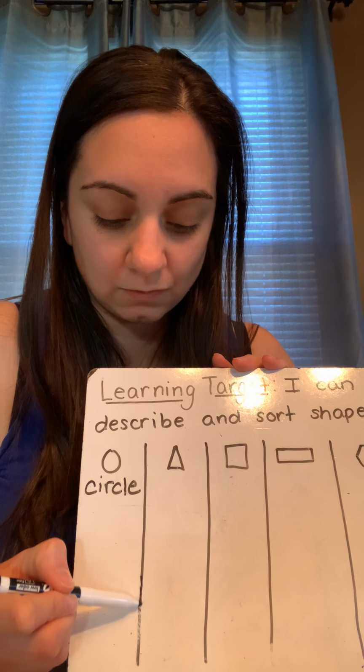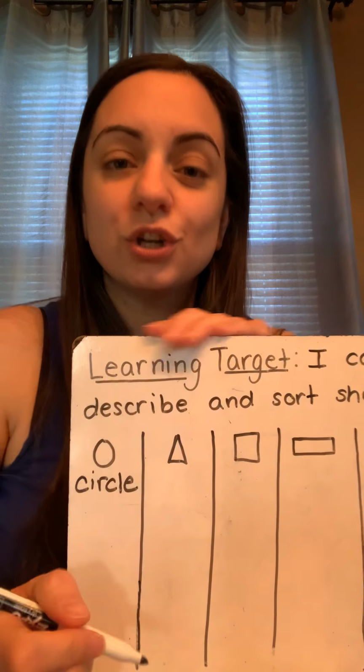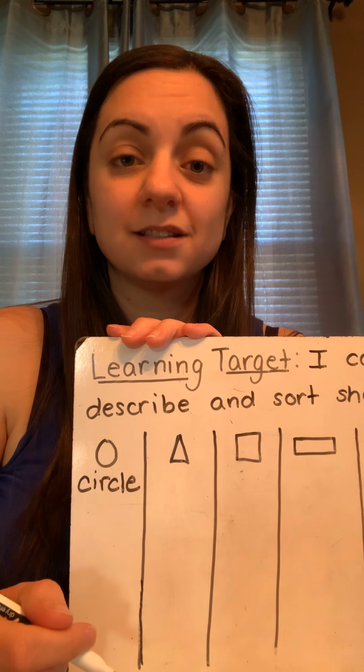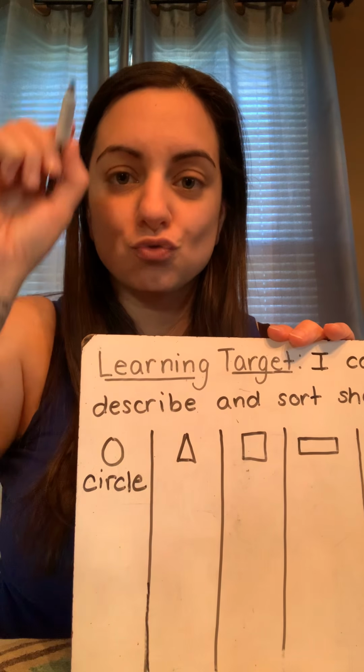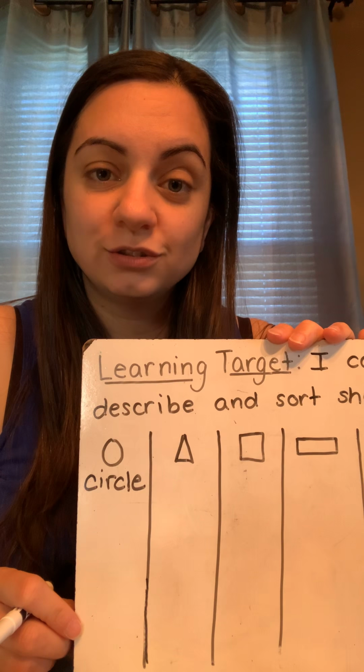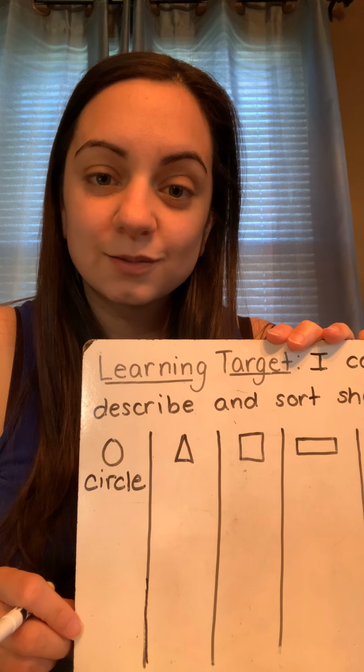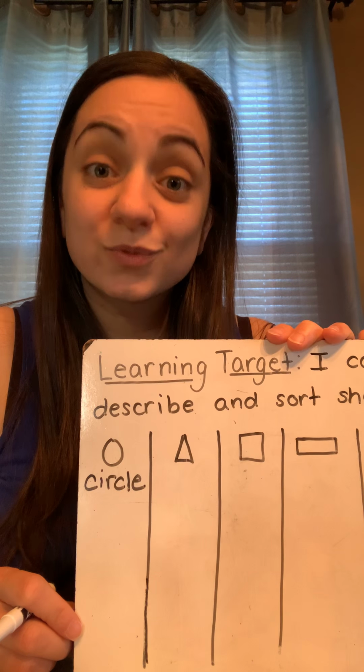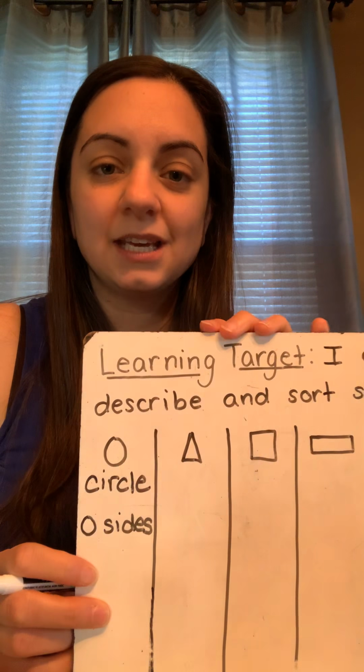Uh-oh. Does a circle have any sides? Are there any straight lines as a part of a circle? What do you think? You're right. A circle has 0 sides. So let's write that. Zero sides.